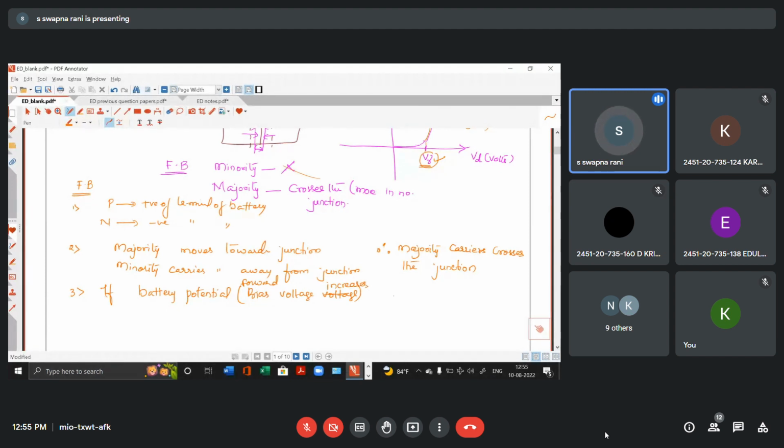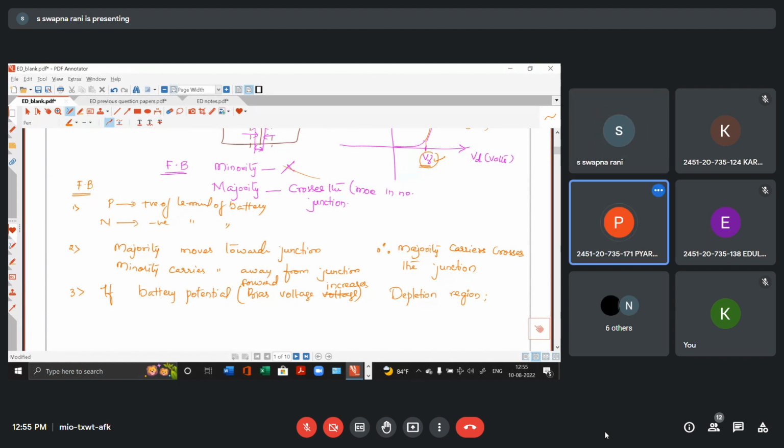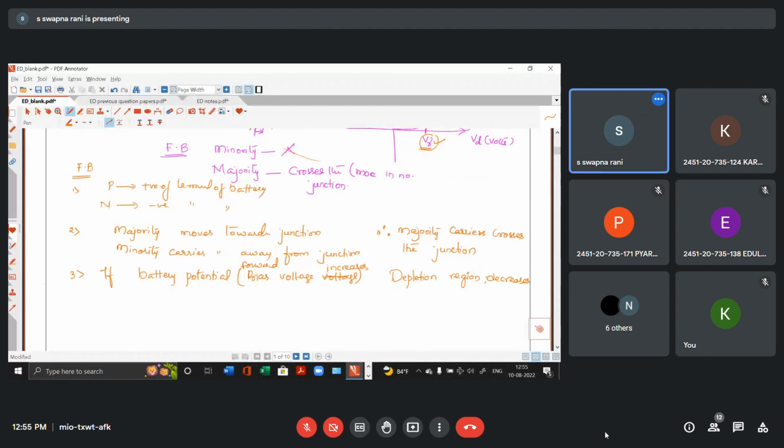yes, what will happen? Depletion region decreases or increases? It should be interactive. Don't feel shy to answer, no matter whether it is right or wrong. So what happens to the depletion region? Boys, decreases or increases? Decreases, ma'am. Yes, very good. It decreases.